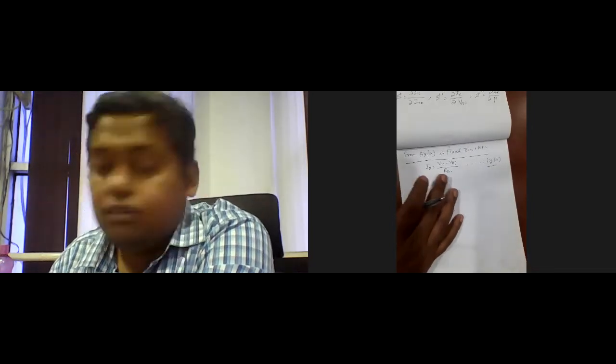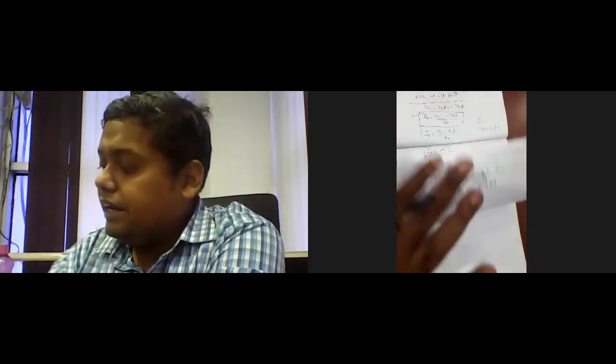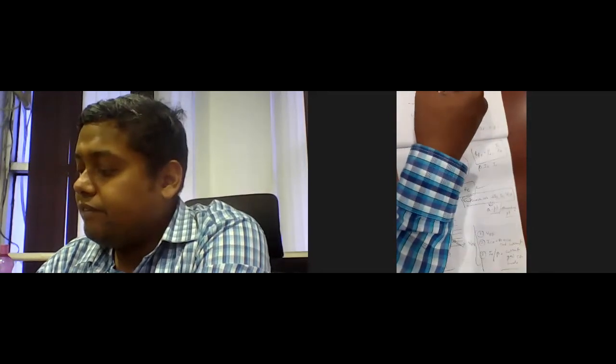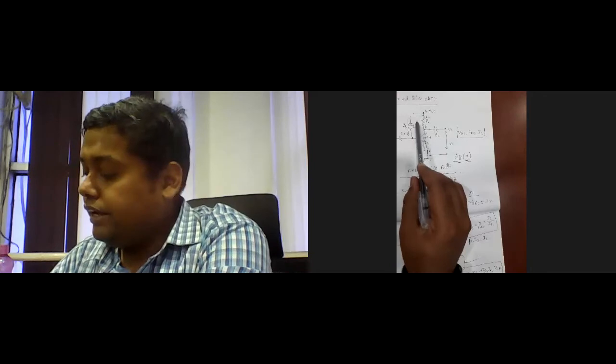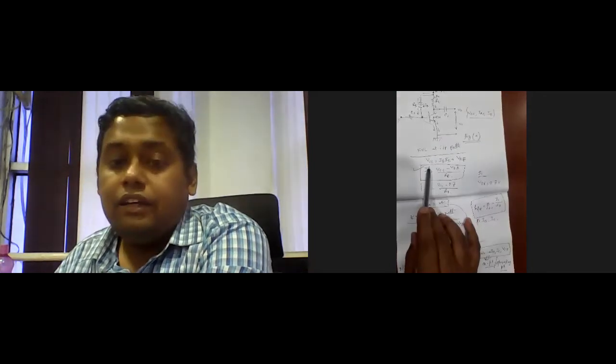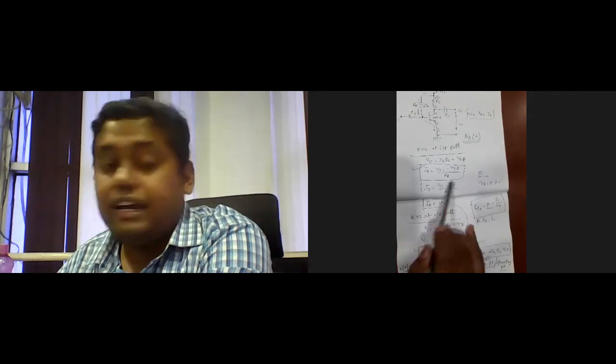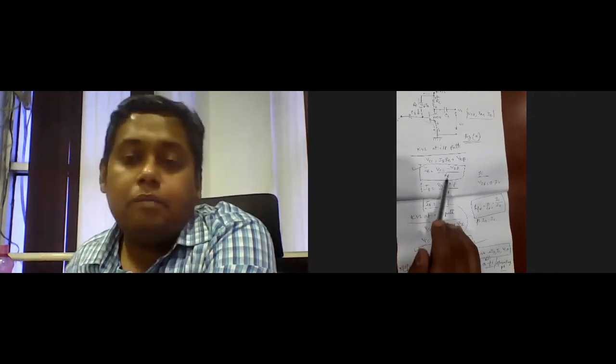We already discussed this in the last class, or I can repeat it again. Is it clear how IB equals (VCC minus VBE) by RB? Let me repeat. In that case, we apply KVL in this path. So it is VCC equal to IB into RB plus VBE. From here we can rearrange the equation as IB equal to (VCC minus VBE) by RB.